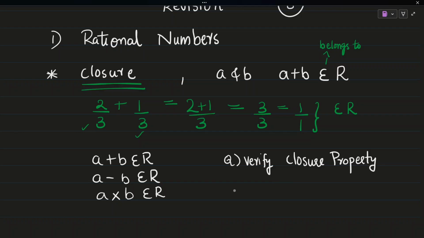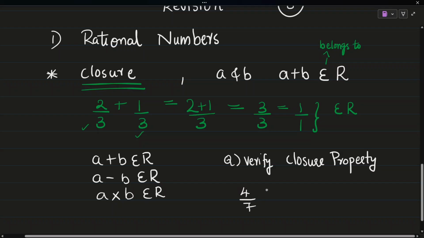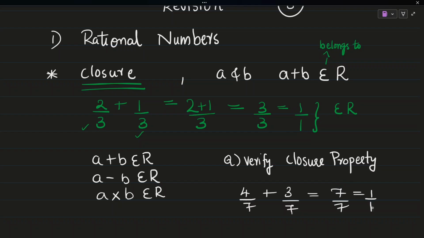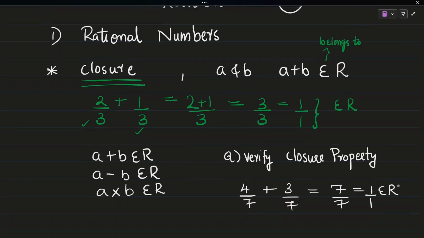What you have to do is take two examples. For example, 4 by 7 and take another rational number, for example, 3 by 7. So what's the final answer? That's going to be 7 by 7, which is equal to 1 by 1, which is again a rational number.